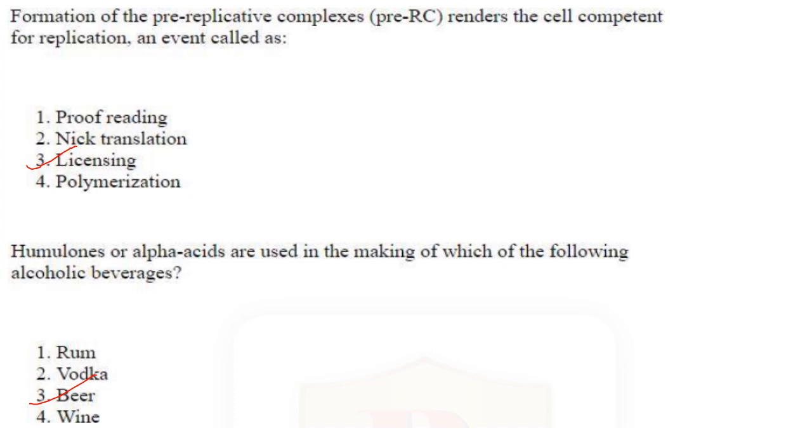Then next one. Formation of the pre-replicative complexes, pre-RC, renders the cell competent for replication, an event called as. It is not proofreading, nick translation, no. Licensing. Answer is option 3. Humulons or alpha acids are used in making which of the following alcoholic beverages? So it is beer. Answer is option 3.